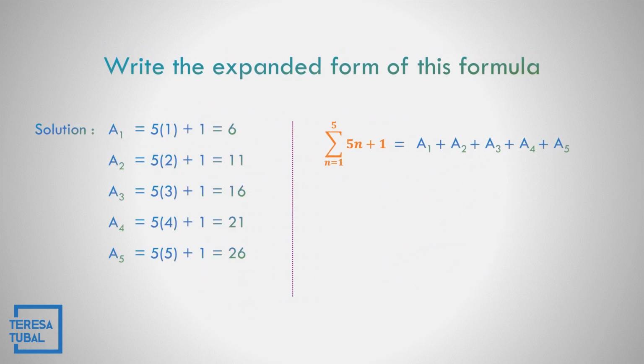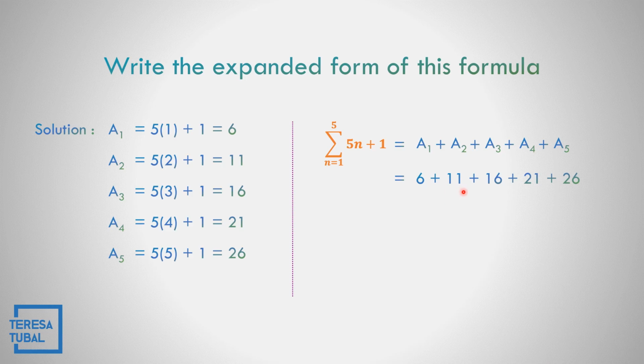So let us add the first plus the second term plus the third term plus the fourth term plus the fifth term. So the value of the first is 6, the second term is 11, the third term is 16, the fourth term is 21, the fifth term is 26.